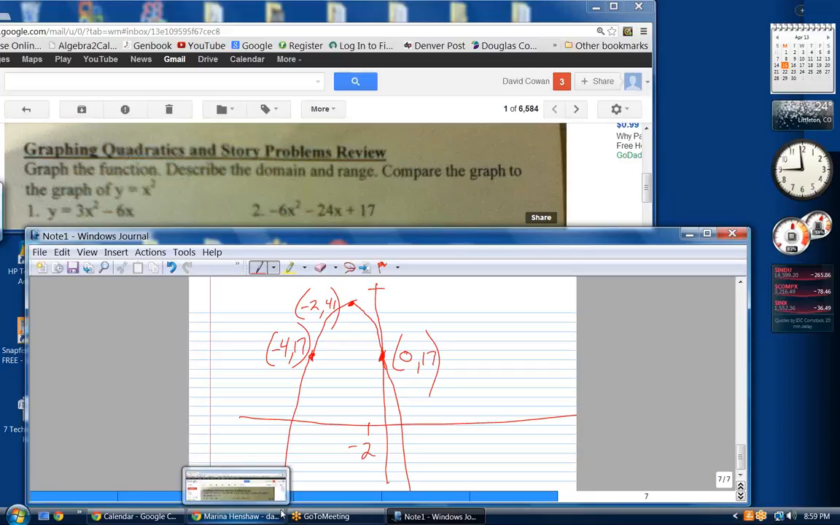And with most quadratics, once you've found the vertex, if you find 1 point to the right or left, then you're really finding 2 points because you know it's symmetrical. In other words, I know this point right here is 2 units to the right. That means if I go 2 units to the left of that point, I'm also going to be at 17. So I don't really have to figure out this point. I can base it on symmetry. But I did have to figure out that point by finding the y-intercept.